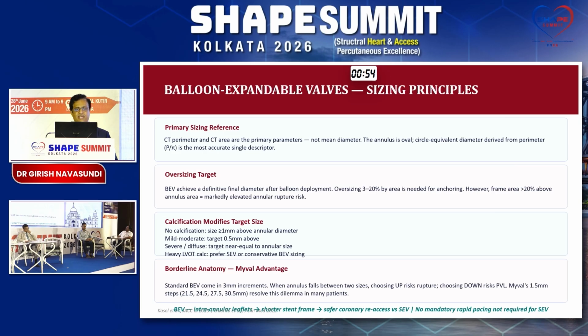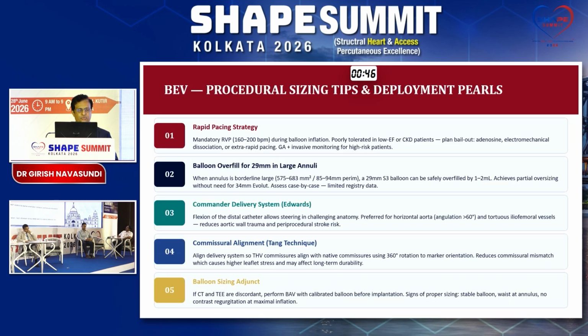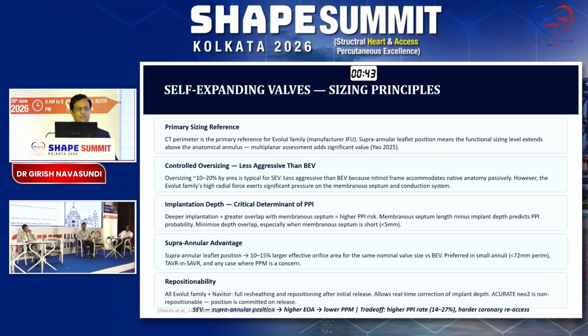Then for a self-expanding valve, primary sizing is by the perimeter. The CT parameter is primarily the perimeter, with controlled oversizing. Here you can go up to 10 to 20%, but for balloon expandable it is 5 to 10%. Don't get too aggressive with balloon expanding. Implantation depth is critical, the determinant of pacemakers; between 2 to 3 is ideal. If you go anything beyond 5, there's a higher probability of left bundle branch block or complete heart block.